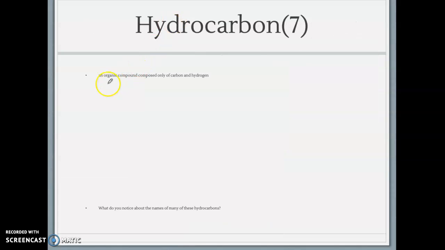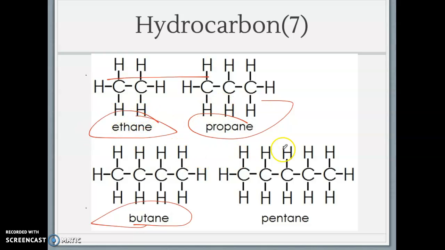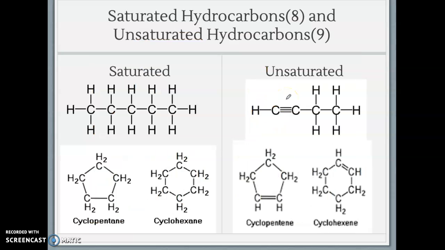So hydrocarbon is number 7. This is an organic compound composed of only carbon and hydrogen. So what do you notice about the names of many of these things? Maybe you recognize them, like butane, propane, even ethane. These are hydrocarbons that you've heard of. Hydrocarbon, hydro, referring to the hydrogen, carbon, referring to the carbon molecule. So number 7 is hydrocarbon.